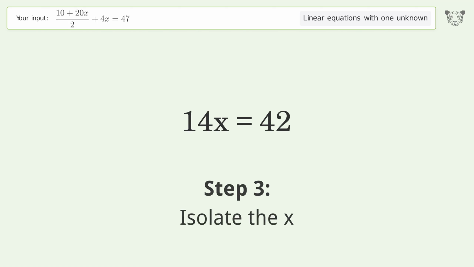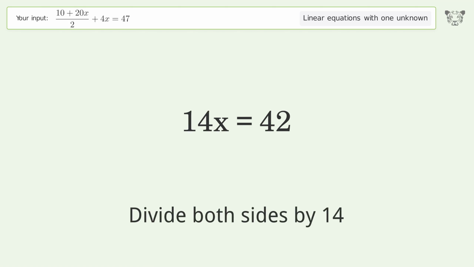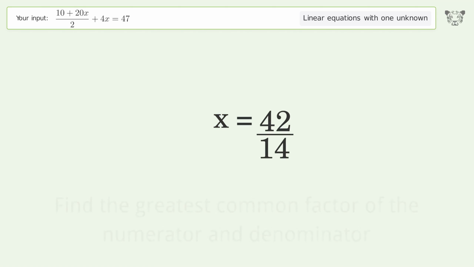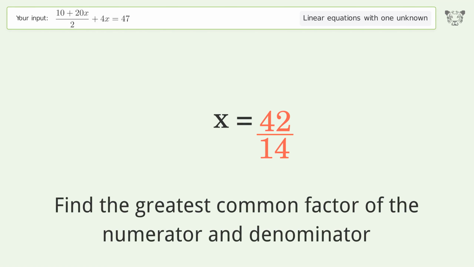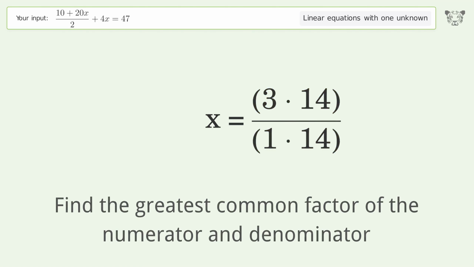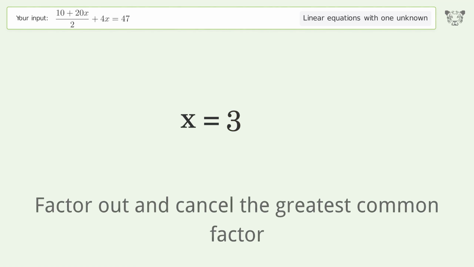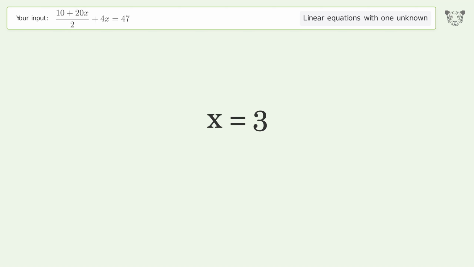Isolate the x. Divide both sides by 14. Simplify the fraction. Find the greatest common factor of the numerator and denominator. Factor out and cancel the greatest common factor. And so the final result is x equals 3.